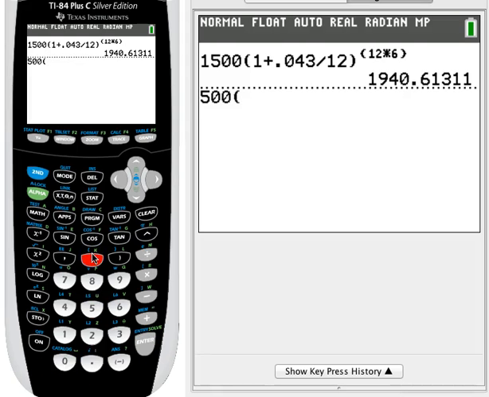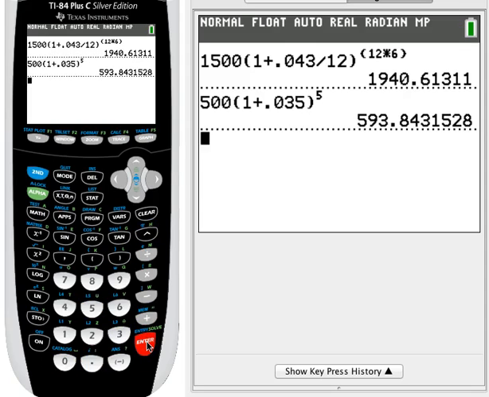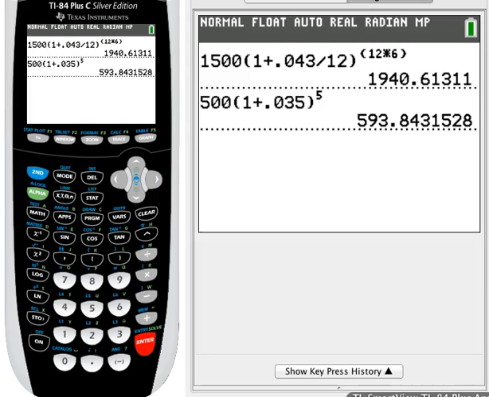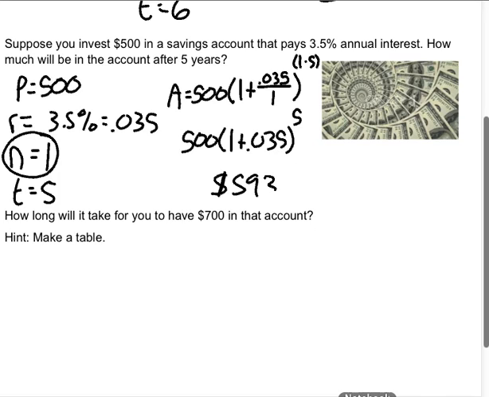500, 1 plus 0.035 to the fifth. So we're going to have $593.84. Oops, sorry, 593.84.